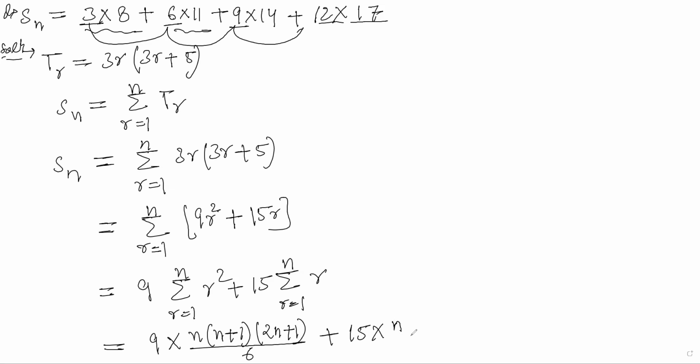Why 15 into n by 2? Shouldn't it be n into n plus 1 by 2? Yes, n into n plus 1 by 2. Yes. And then we have to take common out and find it. We can take n into n plus 1 common. Yeah. Only n into n plus 1?